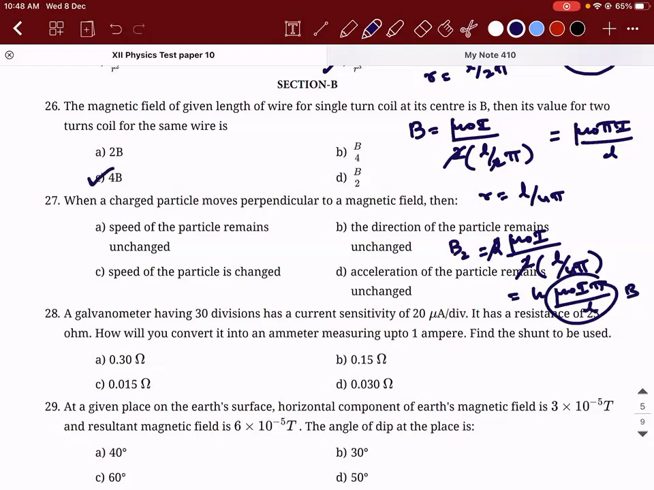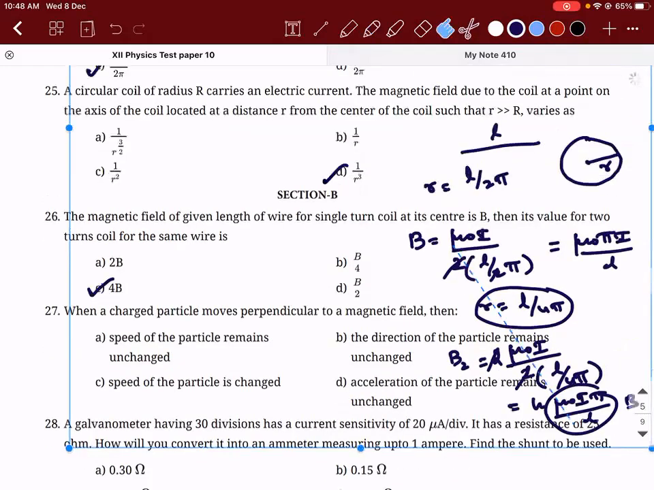Did you understand why it is so? Did you understand why I wrote R is equal to L by 4 pi? Because the same length of the wire, if it has to be turned twice, means you should get 2 times the circumference of that particular radius. So 4 pi R is equal to L. Okay, Rohan, I hope you understood. I think you only told 2B, right? Yes, sir.